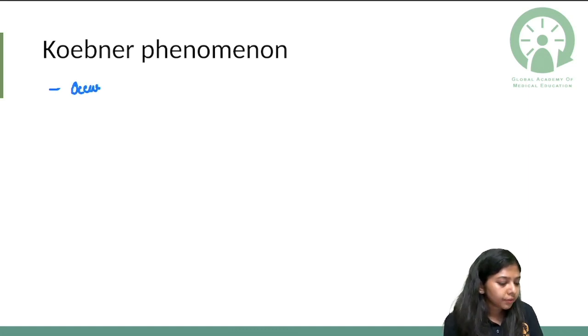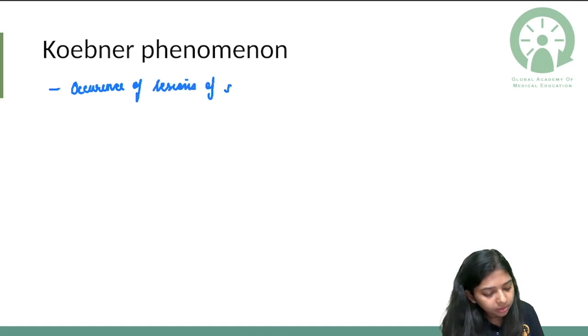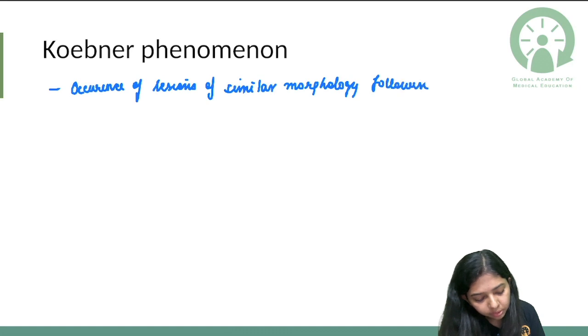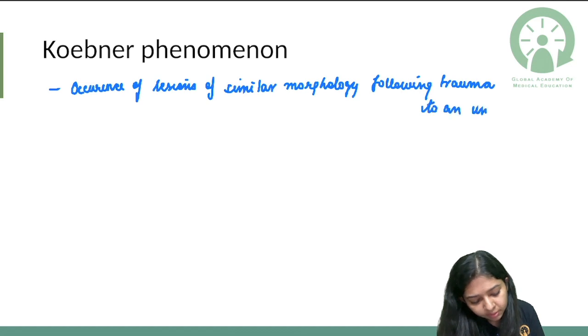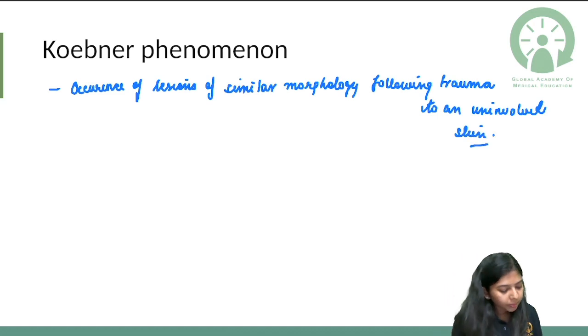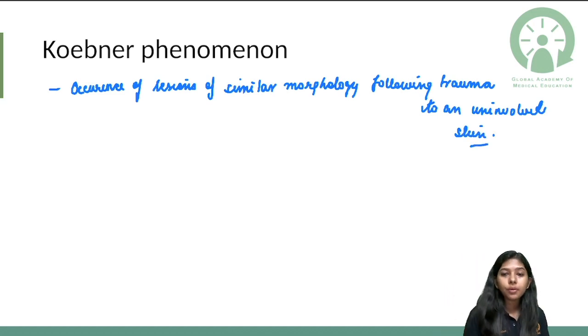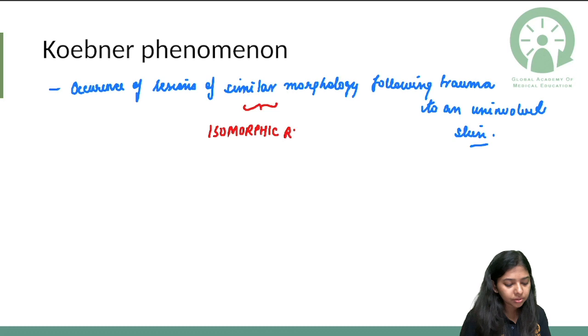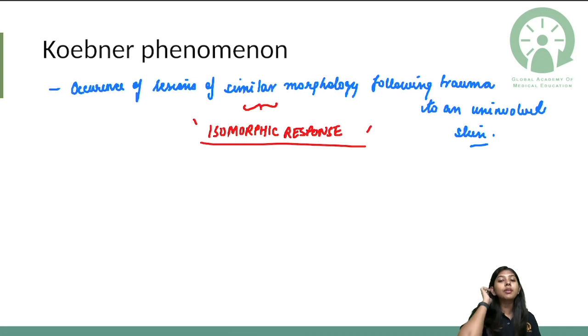So it is occurrence of lesions of similar morphology following trauma to an uninvolved skin. Okay. Now because there is occurrence of lesions of the same morphology, it is also called isomorphic response, right? Isomorphic response. It's called isomorphic response.